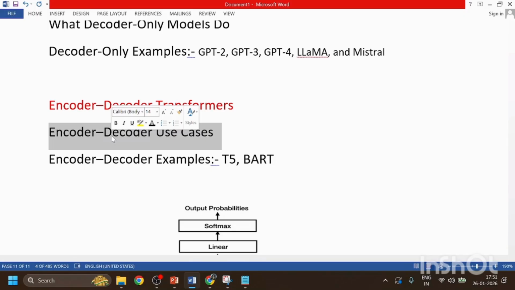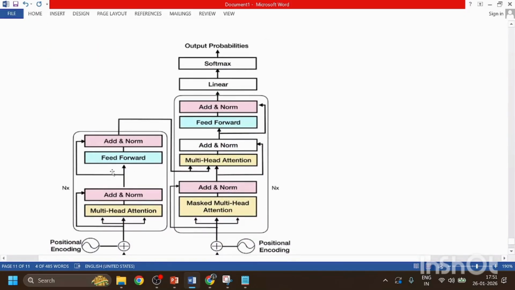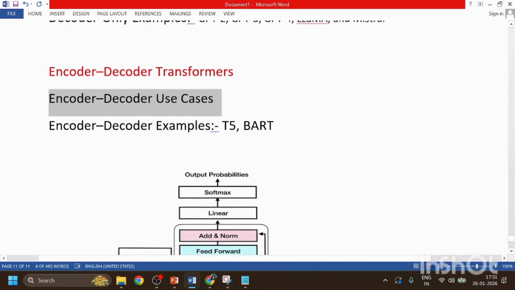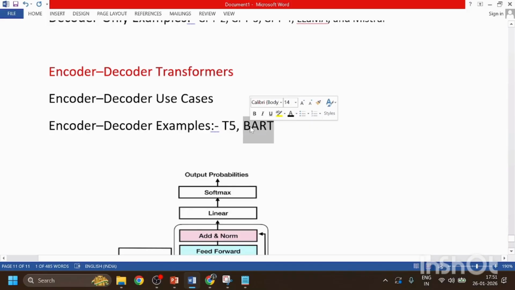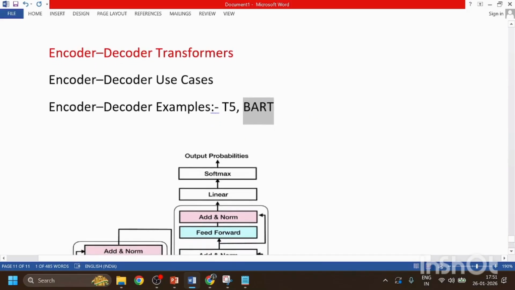The encoder understands the input, this part will understand the input. The decoder generates the output while attending to the encoder. Encoder-decoder examples are T5 and BART, and the original transformer from 2017. In 2017 we got the original transformer.